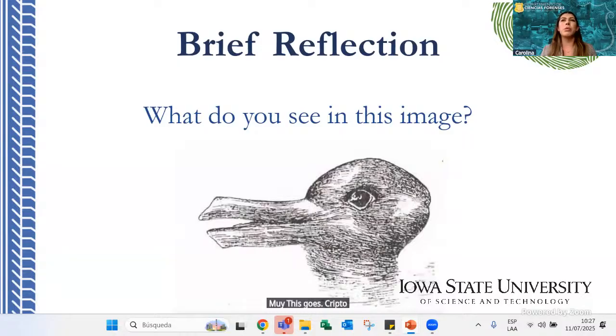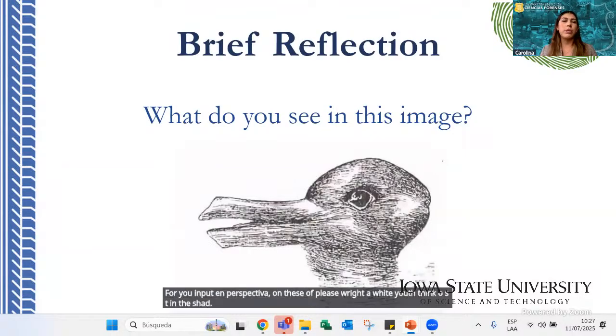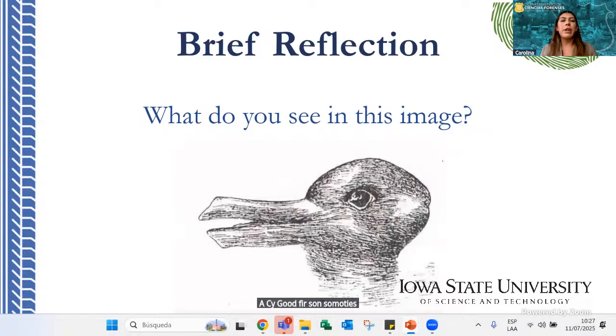So I just want to have a quick test. Let's take a moment to explore and reflect on what we perceive. I'd like to ask you to put your input and perspective on this. So please write what you think or see in the chat as I go through some of these questions. So first, what do you see in this image? Can you put your input in the chat?